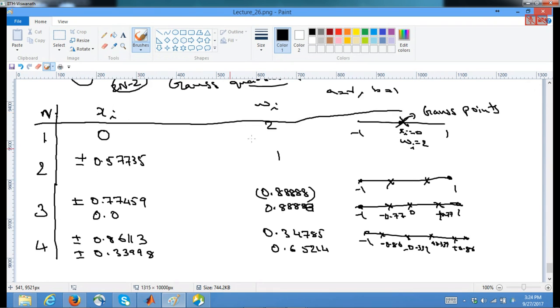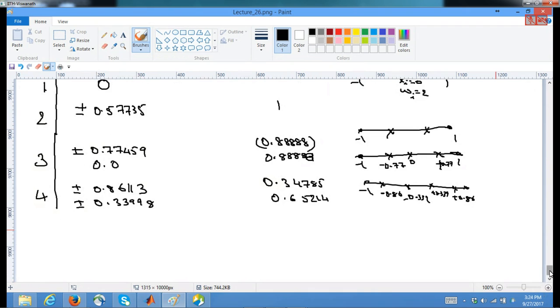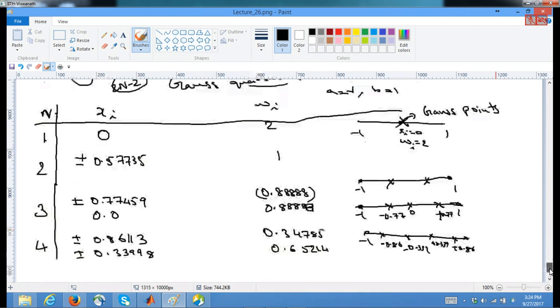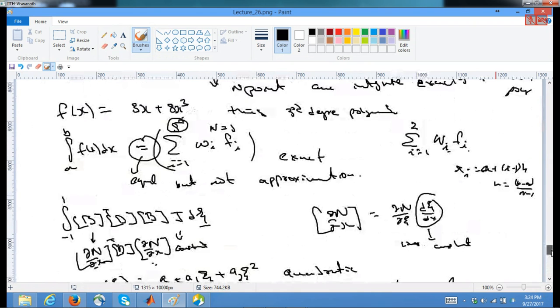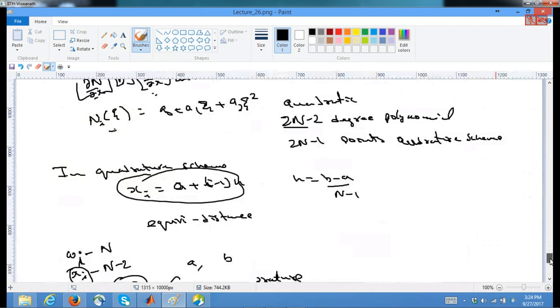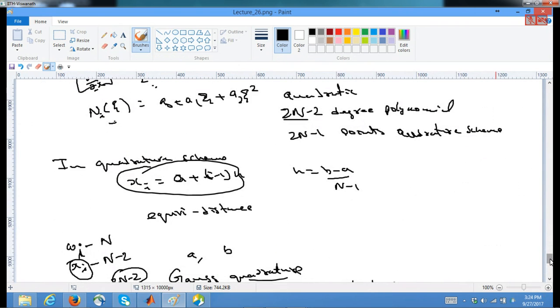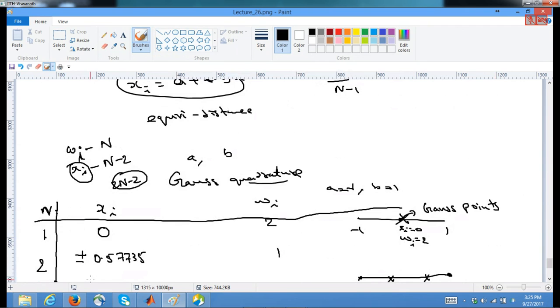And the corresponding weights are given by this. So let's review it. These are the quadrature schemes, the normal quadrature scheme. While for the Gauss quadrature, we have n points, so the choice of n will give n minus 1, and this would give you another choice of n, so the total is 2n minus 1, right?